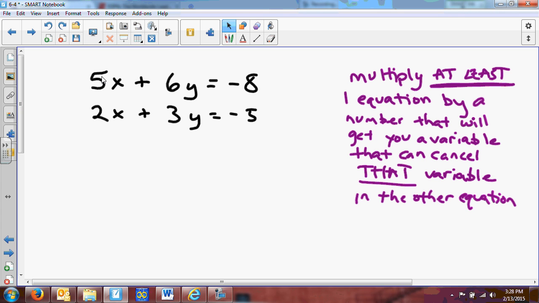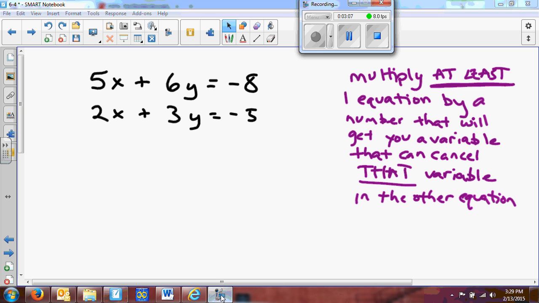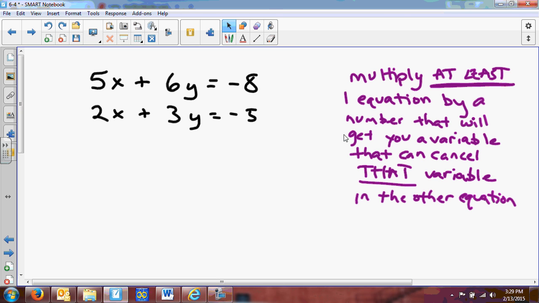In 6-4, these are the equations we're going to be working with. Stuff like this. We don't have anything that matches. We don't have anything where we can just change the signs. This is what we have to do: multiply at least one equation by a number that will get you a variable that will cancel that variable in the other equation. We're not always going to cancel y. We're not always going to cancel x. Doesn't work that way. We're going to try and find which way is easiest.